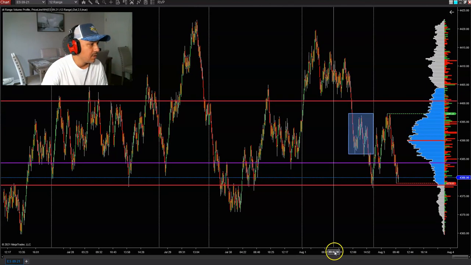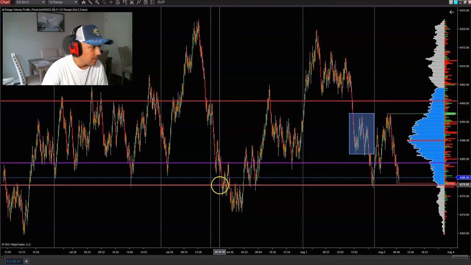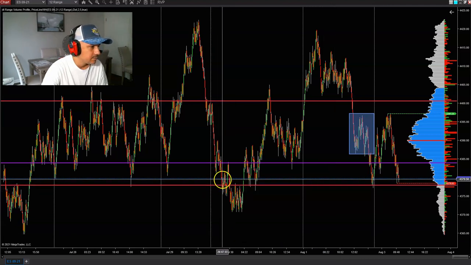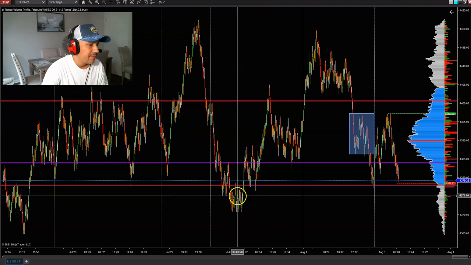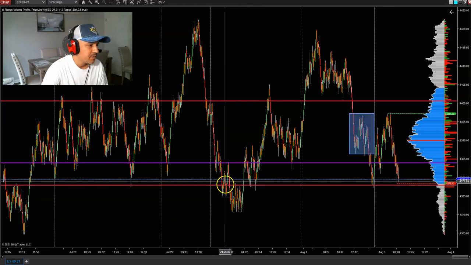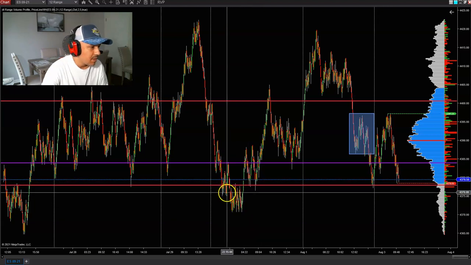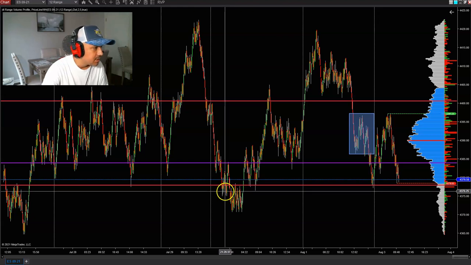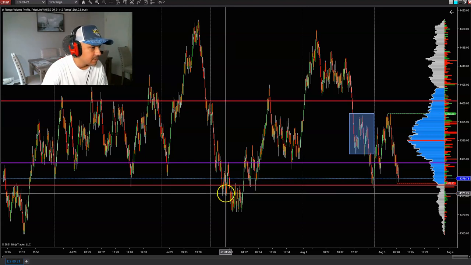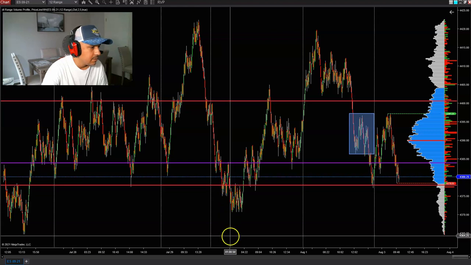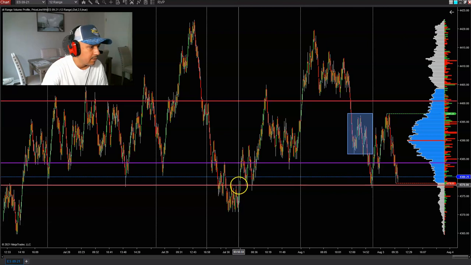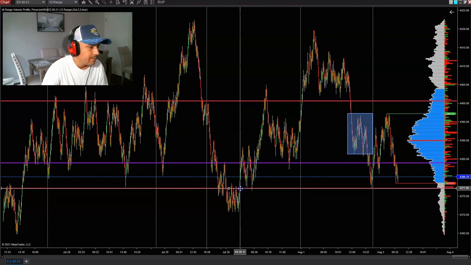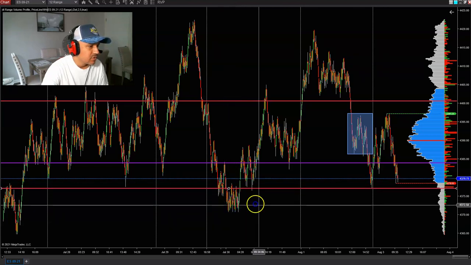Let me make sure what I'm looking at here. Yeah, this level was created back on July the 30th. Okay, it's right here. Let me double check that again. Okay, this level was created on July 30th.